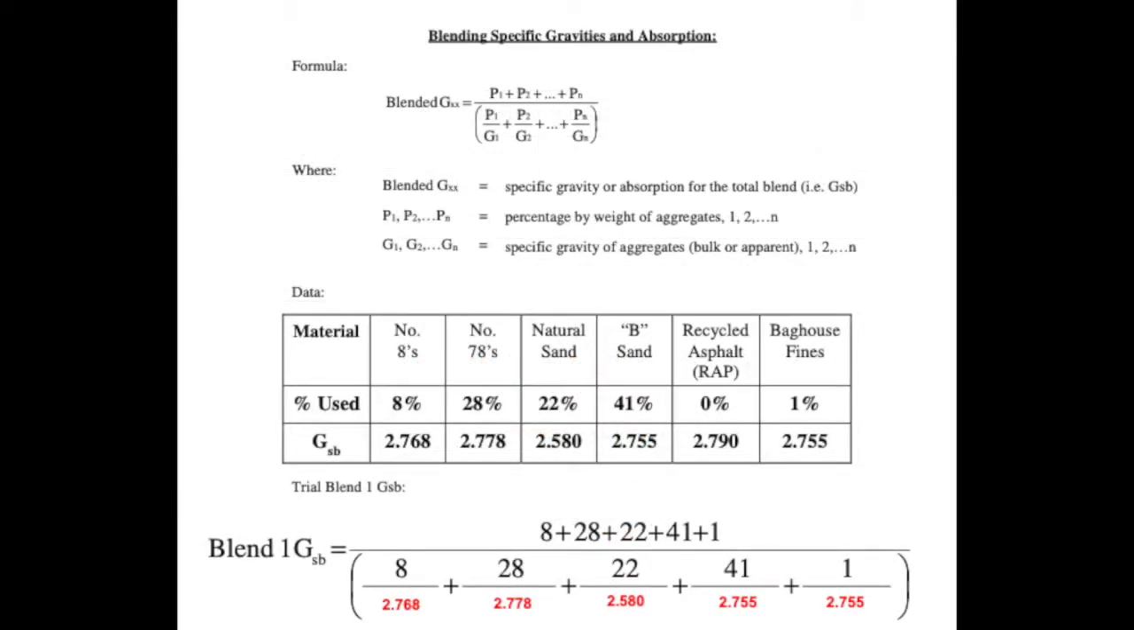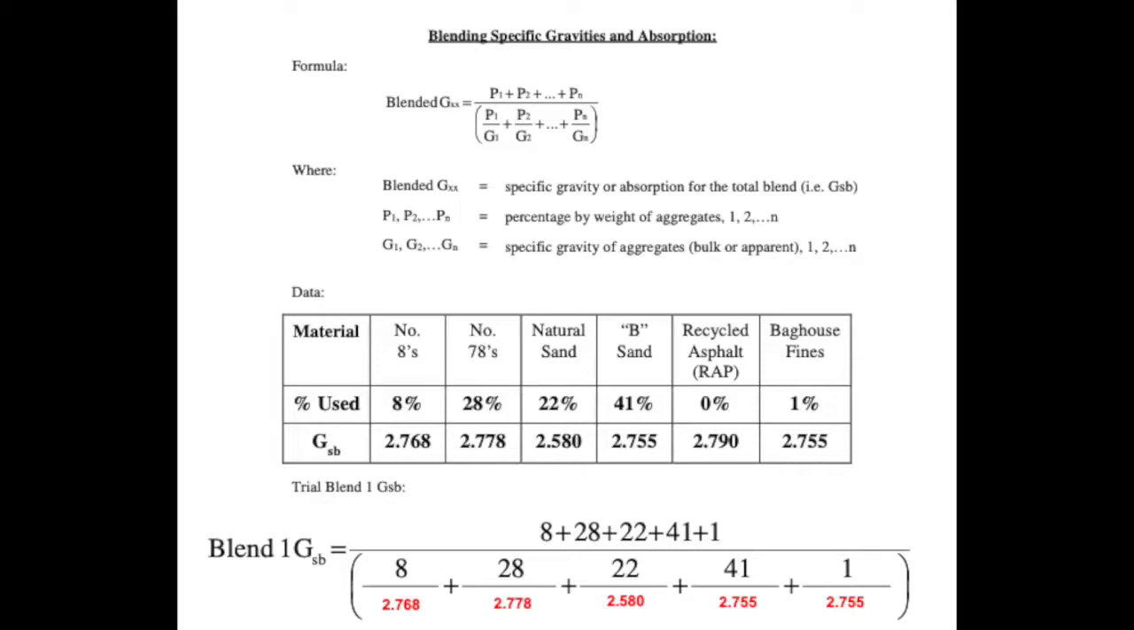So now the last part of the blending of the aggregate properties, we're going to focus on blending our gravities and absorptions. So we're dealing with 3 different blends. Our first blend, the material used in blend number 1 is, we're using 8s, 78s, natural sand, and B sand, and baghouse fines. This blend here doesn't have any wrap in it.